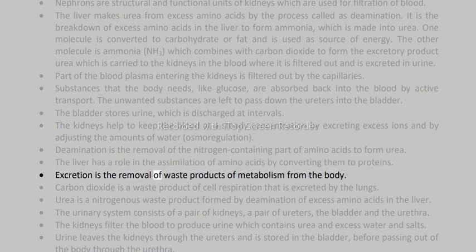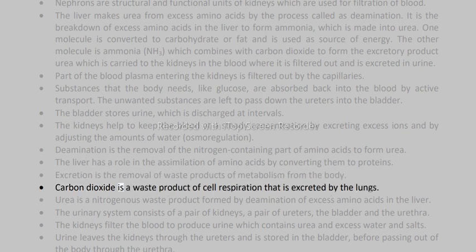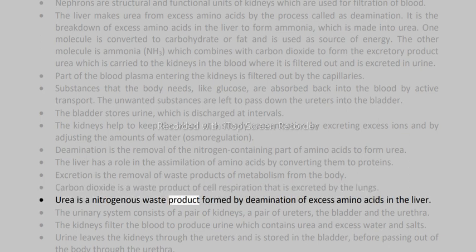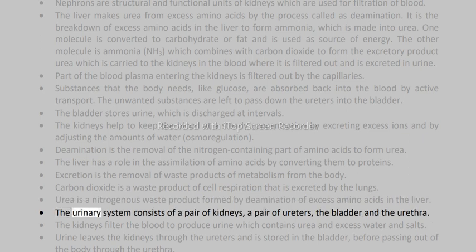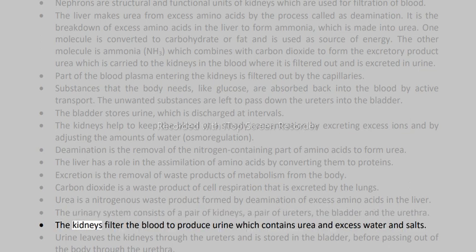Excretion is the removal of waste products of metabolism from the body. Carbon dioxide is a waste product of cell respiration that is excreted by the lungs. Urea is a nitrogenous waste product formed by deamination of excess amino acids in the liver. The urinary system consists of a pair of kidneys, a pair of ureters, the bladder, and the urethra. The kidneys filter the blood to produce urine, which contains urea and excess water and salts.